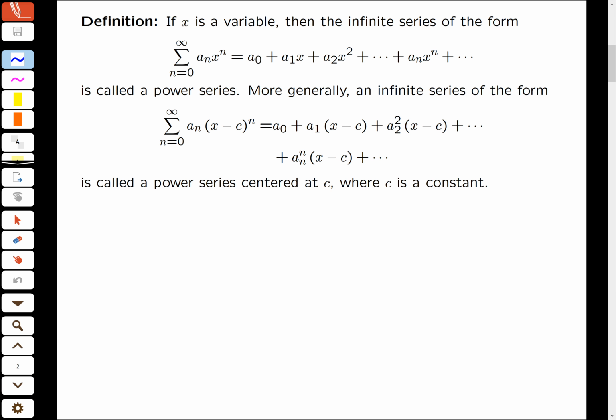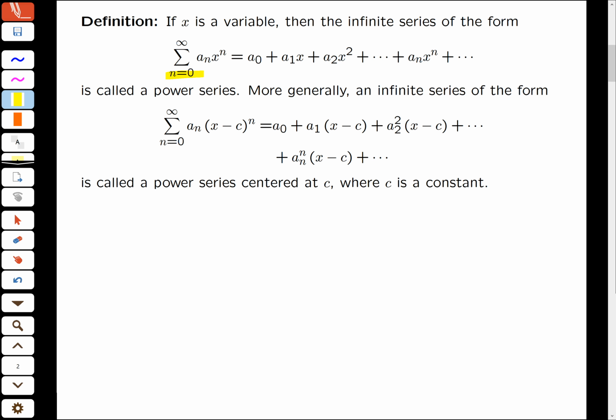So, let's look at the definition. It says, if x is a variable, then the infinite series of the form a sub n x to the n is called a power series. And notice that we typically start our power series here at n equals 0. It doesn't have to start there. When you get into complex variables and stuff, you'll be studying power series that start at negative values, and sometimes even go to negative infinity for the end. So it doesn't have to start at n equals 0. But we typically, in this class, are going to start them at n equals 0.